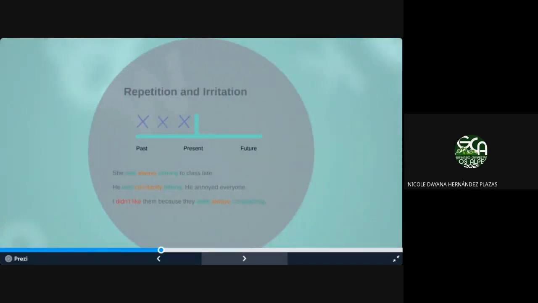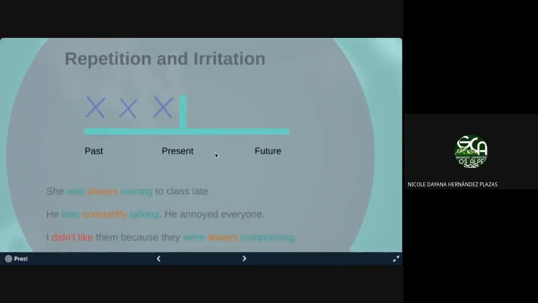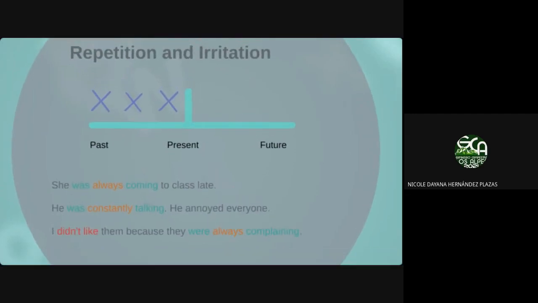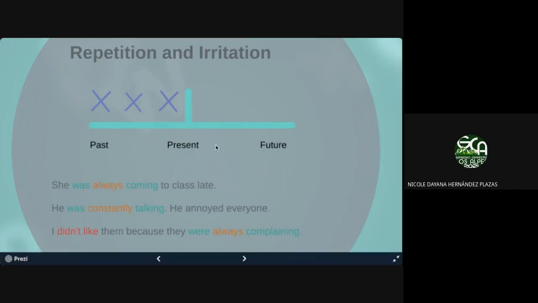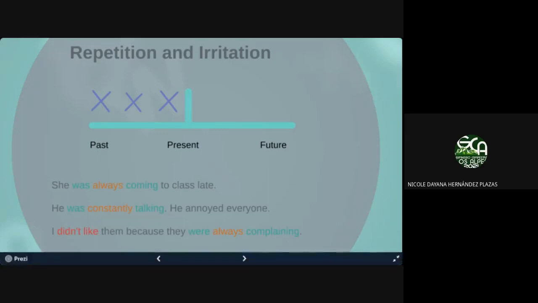And look at this, guys. When we have repetition and irritation, look at this. Repetition in the past. Cosas que repetías mucho en el pasado, like habits that you had in the past. So look at this. She was always coming to class late. He was constantly talking. He annoyed everyone. I didn't like them because they were always complaining. So when you have repetitions, when you have things like habits in the past, you are going to use continuous.